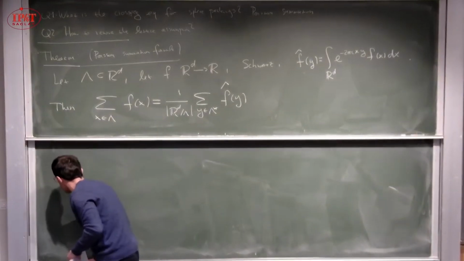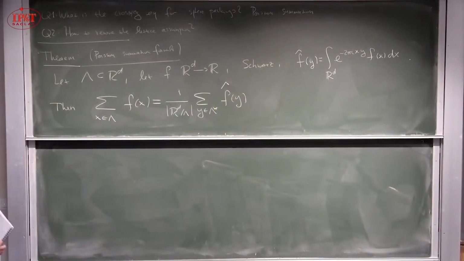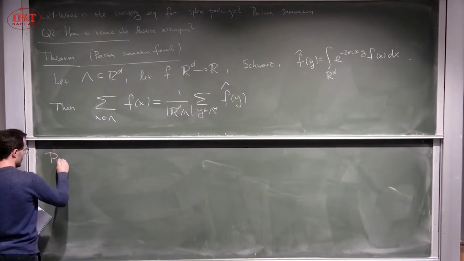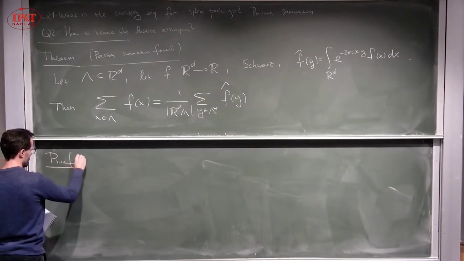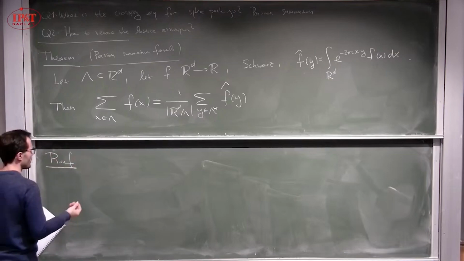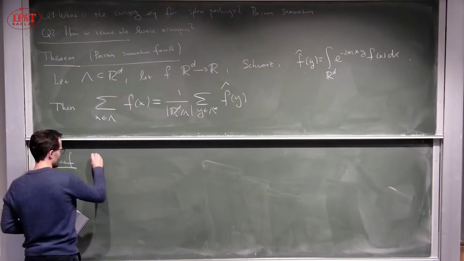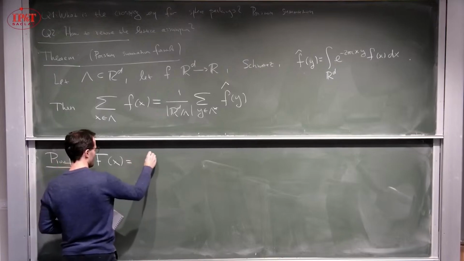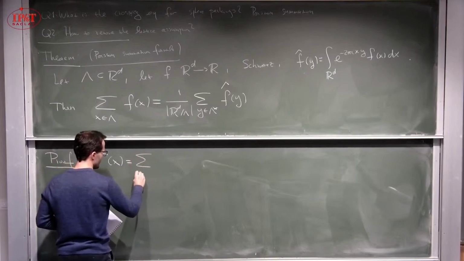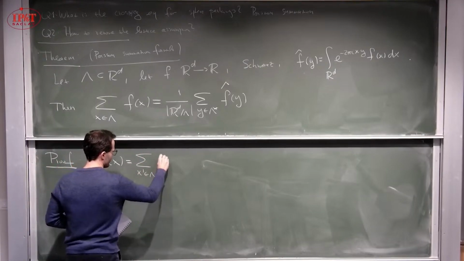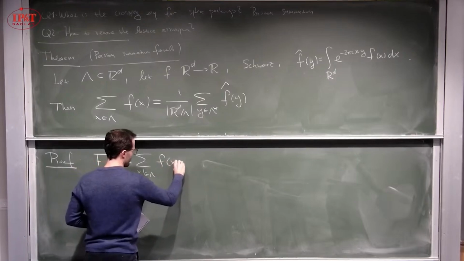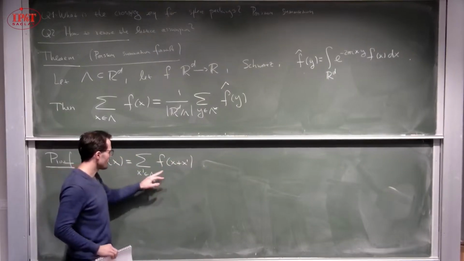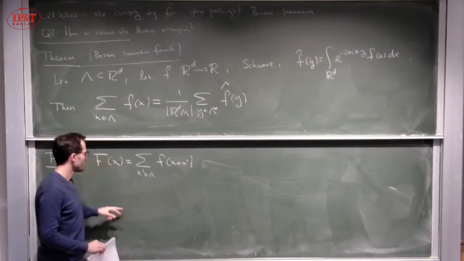And the proof is actually quite nice and simple. It uses Fourier series. Let's prove it. Because little f is Schwartz, you can find its periodic sum, a periodization of f, by summing over all points in the lattice.